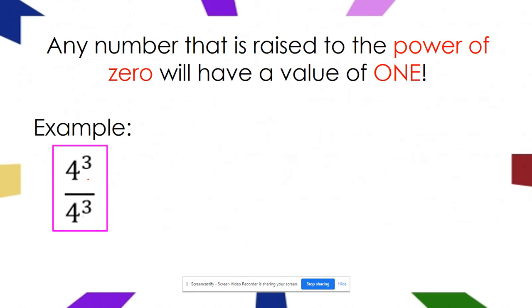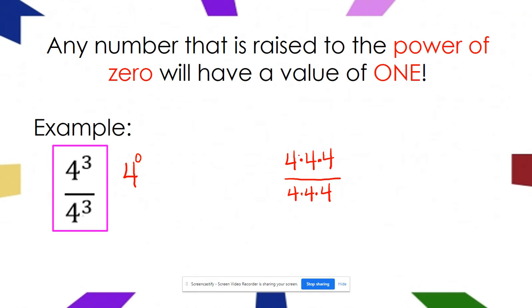When we do 4 to the third over 4 to the third and we do 3 minus 3, we get 0. So we would have a base of 4 and an exponent of 0. But what does that equal? Well, let's talk about what 4 to the third over 4 to the third actually looks like. So when I have 4 to the third, that means 4 times itself 3 times. And when I do that over another 4 to the third, that's 3 more 4s being multiplied by themselves.